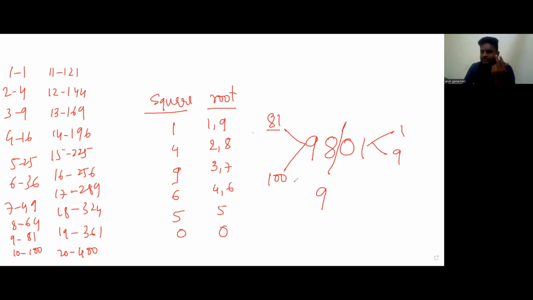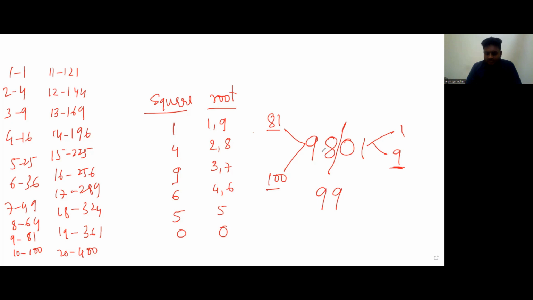For the second digit, I have to check whether it is closer to 81 or closer to 100. Which is it closer to? 100. So I have to take the digit which is at the bottom. Getting this? How we are solving? Okay. So take it as homework.